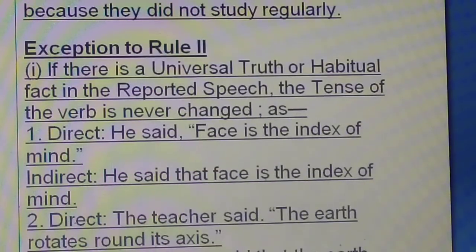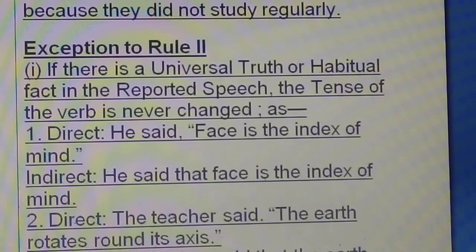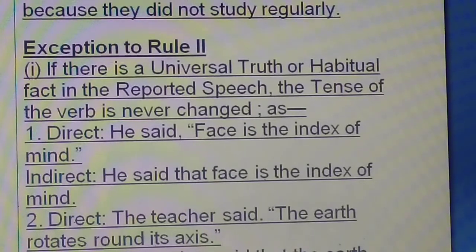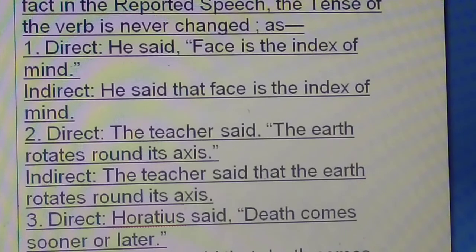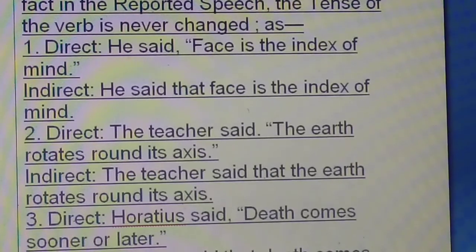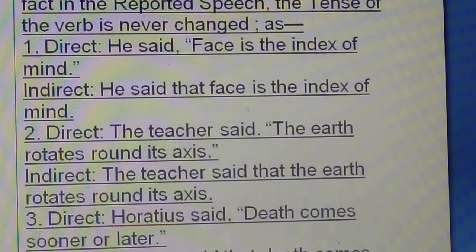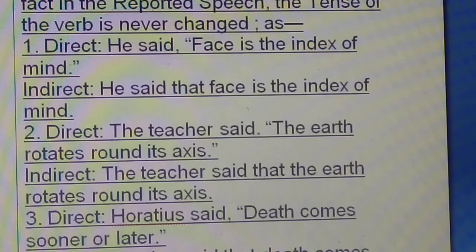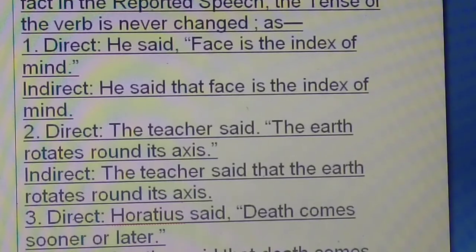Children, this reported speech changing from direct to indirect comes with practice. If there is a universal truth or habitual fact in the reported speech, the tense remains the same, unchanged. He said, the face is the index of mind. He said that the face is the index of mind. The teacher said the earth rotates round its axis. The teacher said that the earth rotates round its axis. Please note the tense remains the same because these are facts. We cannot change them. These facts do not change. So the tense remains the same.